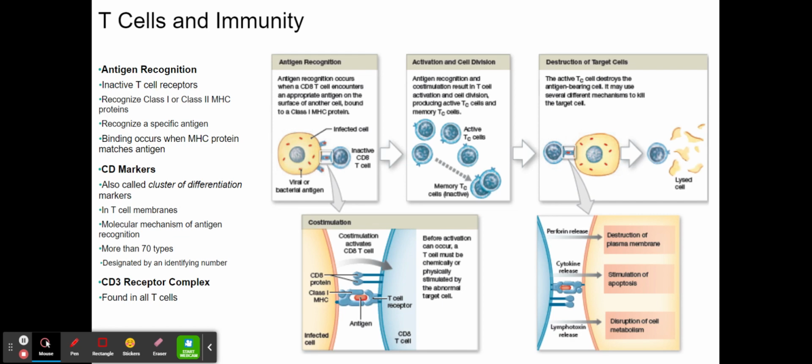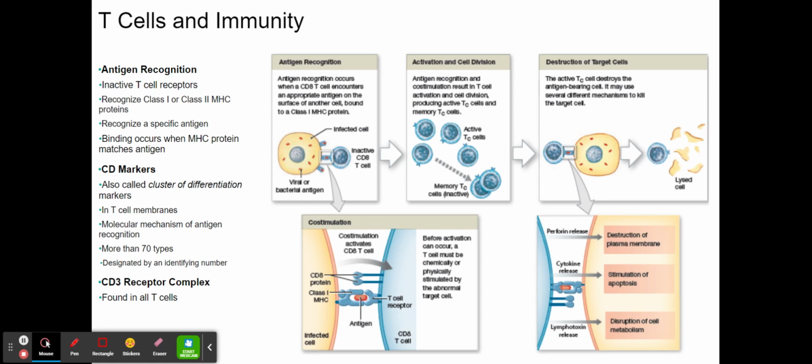T cell remains inactive. If the MHC protein contains the antigen that the T cell is programmed to detect, binding will occur. This process is called antigen recognition because the T cell recognizes that it has been found by an appropriate target. Some T cells can recognize antigens bound to class 1 MHC proteins, whereas others can recognize antigens bound to class 2 MHC proteins. Whether a T cell responds to antigens held by one class or the other depends on the type of protein in the T cell's own plasma membrane.